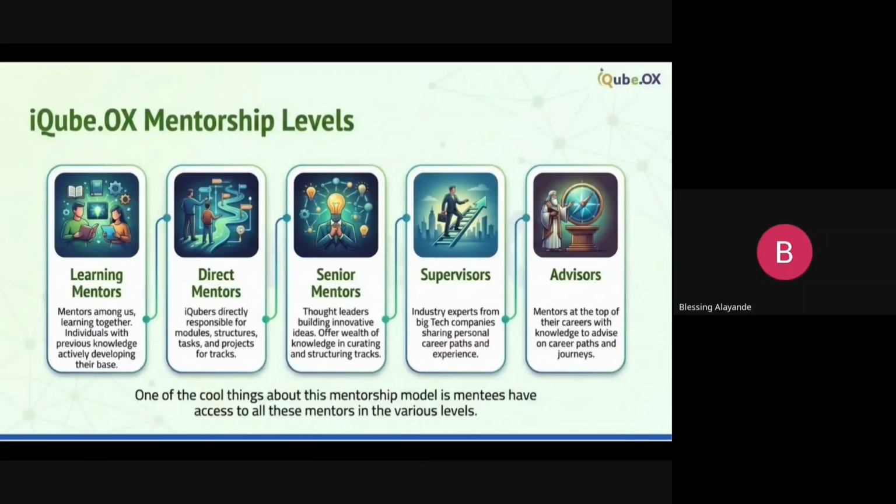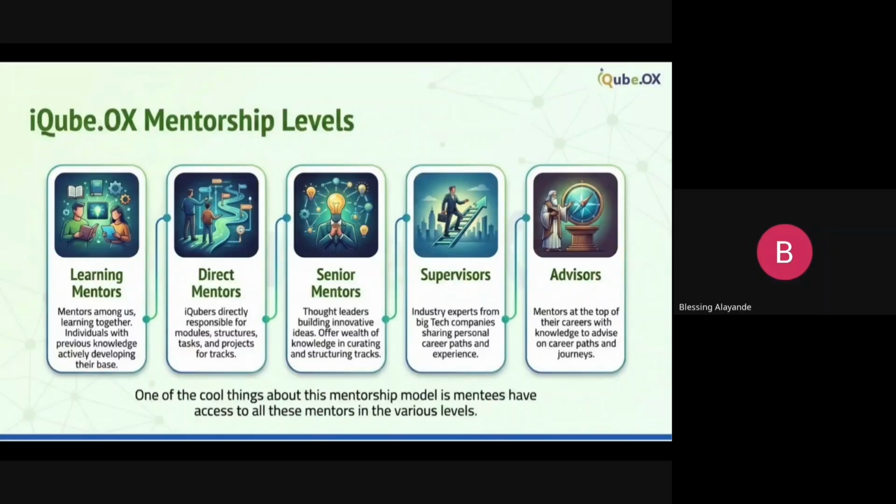And as you're part of the community, you don't have to learn in isolation. You don't have to be shy and say, oh, I don't want to talk on the community, so nobody knows me. No, you can't afford to be shy about your career. You have to be loud about it. You have to take advantage of this mentorship that iQube.OX is serving you on a platter.